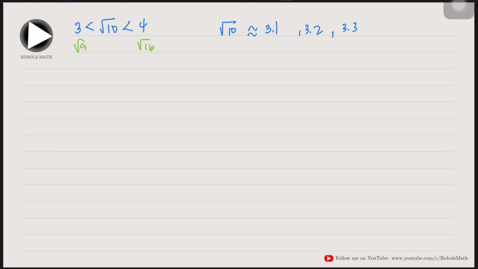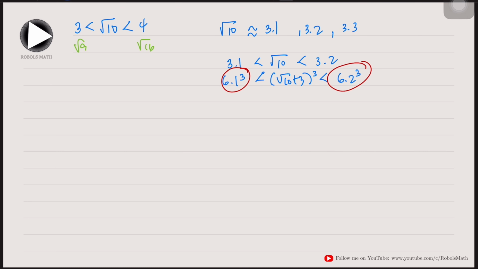But anyway, if we use this value, basically we'll get something like this. Let's say it's between 3.1 and 3.2. Then if we add 3 on both sides, we get 6.1 cubed is less than square root of 10 plus 3 cubed, and it's also less than 6.2 cubed. Now the hard part when we do this by paper, and especially in competitions, is that it's hard to multiply these decimal numbers. Finding the cube of this is hard.